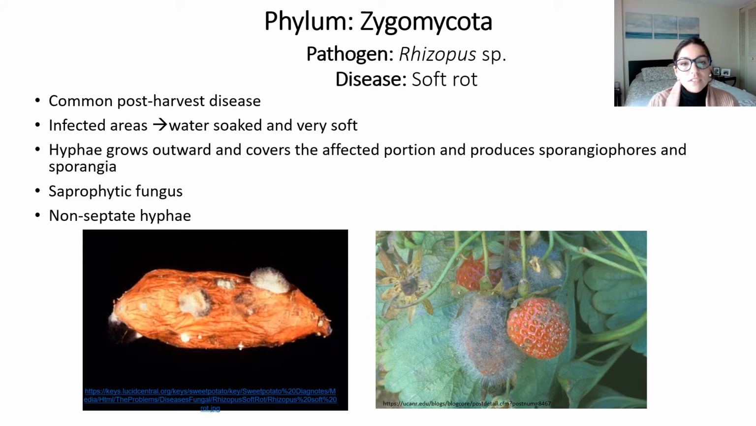So our first microorganism is Rhizopus, and it causes soft rot of different fruits. This is a very common post-harvest disease, and in the fruits, the infected areas are water soaked and very soft, and usually we get an outgrowth of hyphae, which covers the affected portion and produces sporangiophores and sporangia. This is a saprophytic fungus which has non-septate hyphae. In these pictures, we can see the hyphal outgrowth and the sporangiophores, which are these pinhead blackish heads.